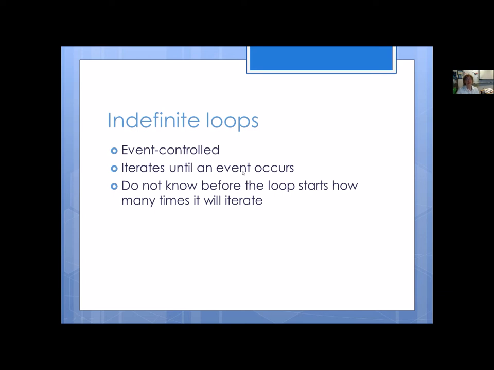So what are the different kinds of events? These are different types of loops. So the first one is a target value, where maybe you have a total or some kind of variable that's going to reach a certain number or can't be below a certain number, some kind of target value. And that's one type of indefinite loop.